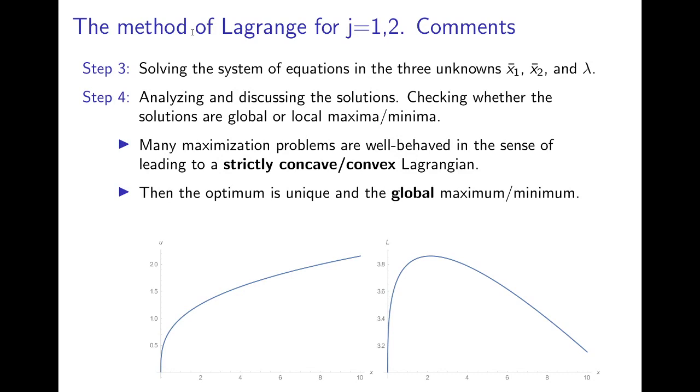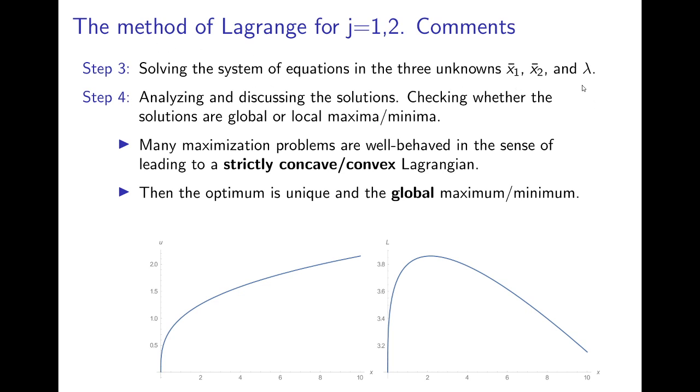Step 3 of the cookbook procedure is to solve the system of equations that are given by the necessary first order conditions. In our case of two choice variables, we would have three equations in the three unknowns of the two choice variables and the Lagrange multiplier. And that leads us directly to step 4, namely to analyze and discuss the solutions and to check whether they are global maxima or minima, or whether they are only local maxima or minima, or neither of that.